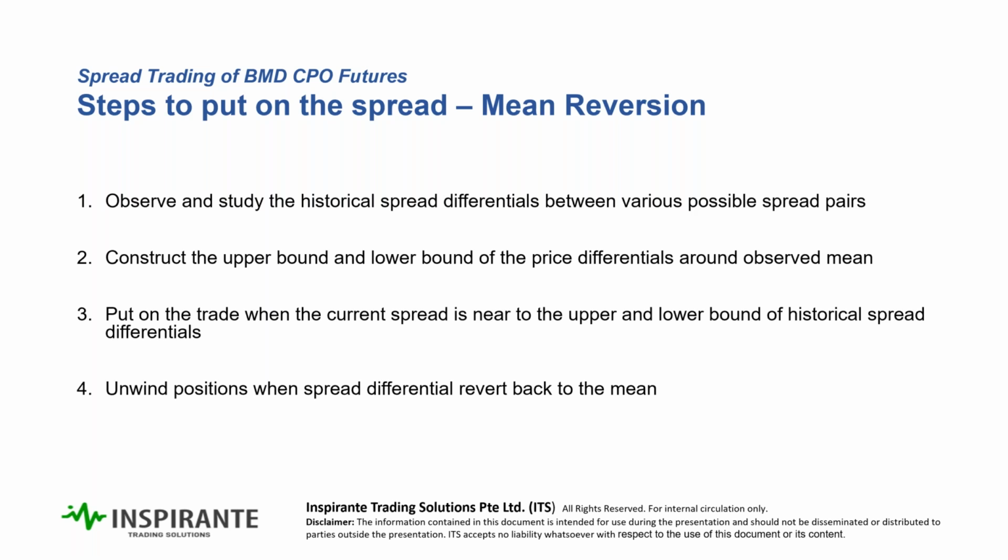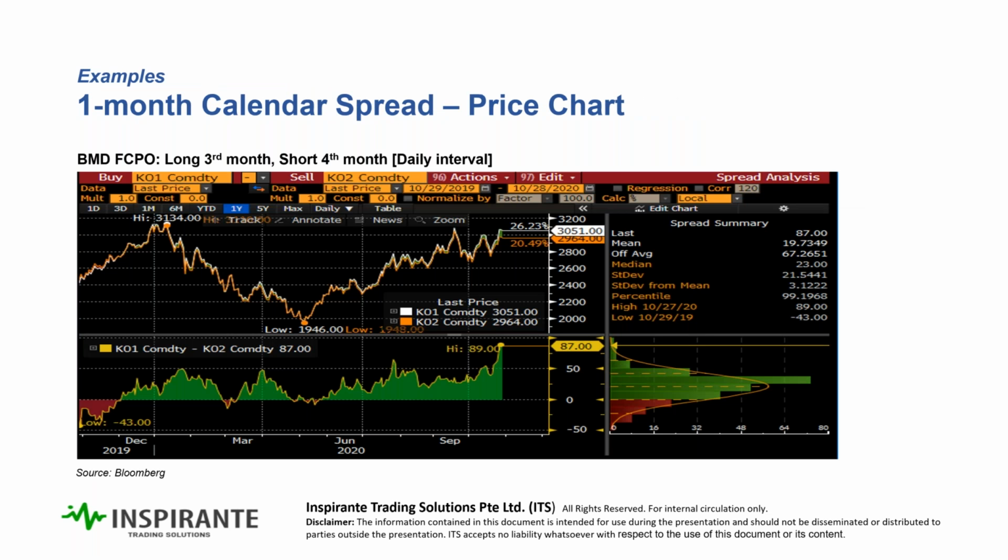Then you put on the trades, like I just explained, and finally unwind the trades when it reverts to your mean or your objective, your target price, for example. And obviously, we also have to think about stop losses, which I'll be talking about a little bit more later. Now, let's start with the 1 month spread. The 1 month spread is basically consecutive month spread, meaning like May versus June, June versus July, and so on and so forth.